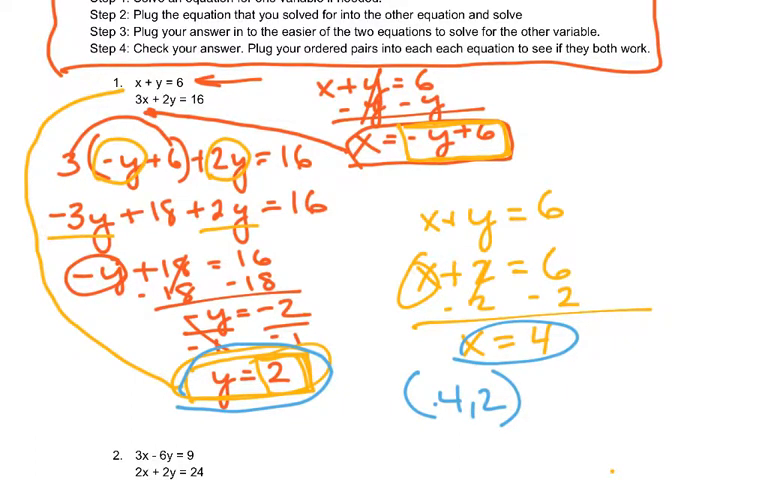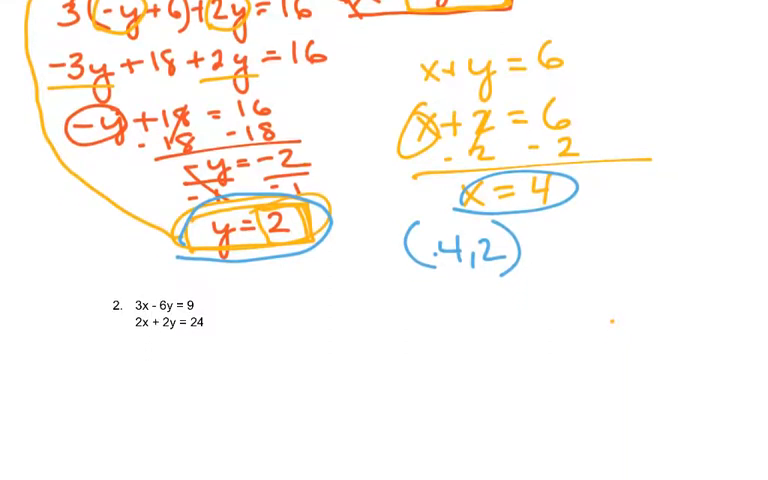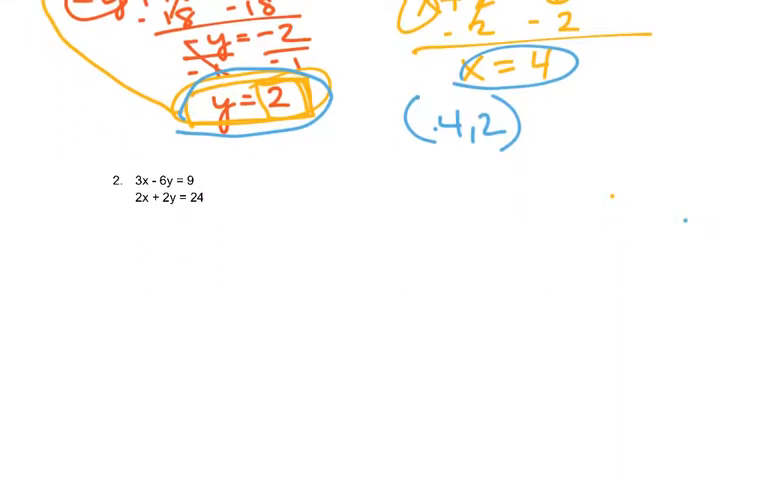All right, so let's move to the second one. This one's a little bit more difficult, but the steps are the same. We need to look at the two equations. Which one is going to look easier for us to change? Let's pick the first one. So we have 3x minus 6y equals 9. Remember, we need to get a variable all by itself on one side.